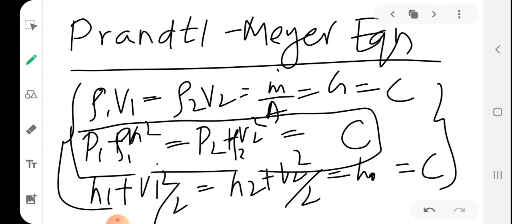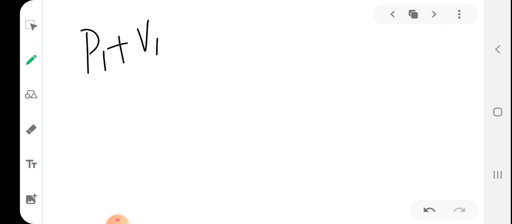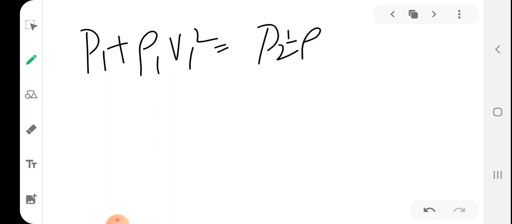So P1 plus rho 1 v1 square plus P2. Okay, I will write it once more. P1 plus rho 1 v1 square equal to P2 plus rho 2 v2 square. So I am writing this equation once more.